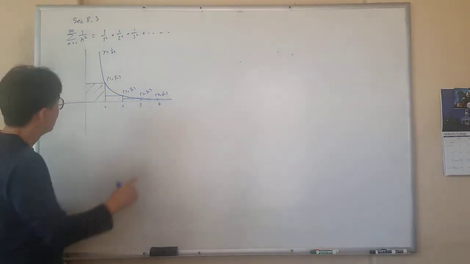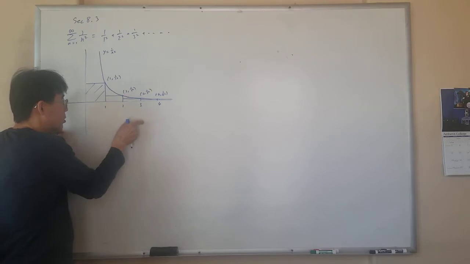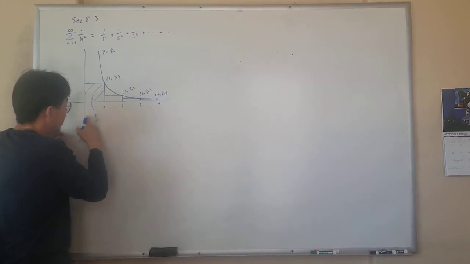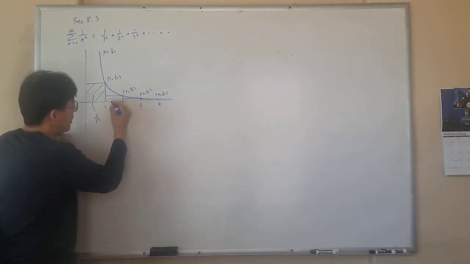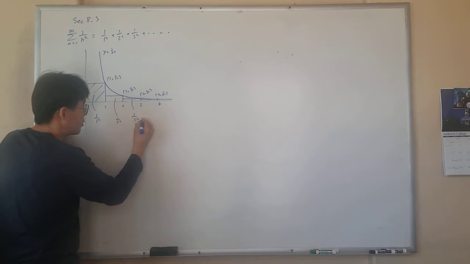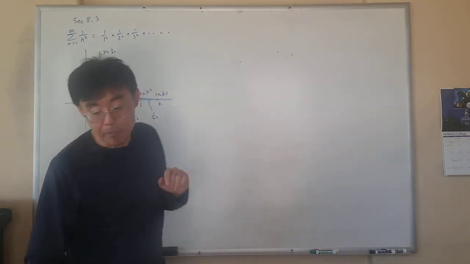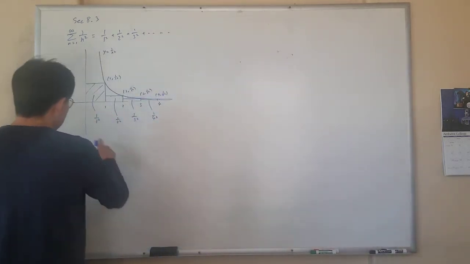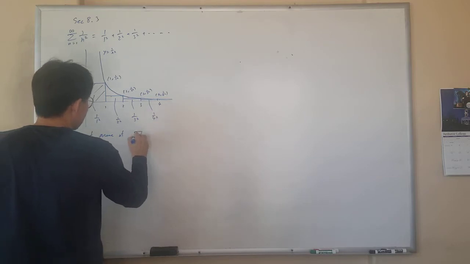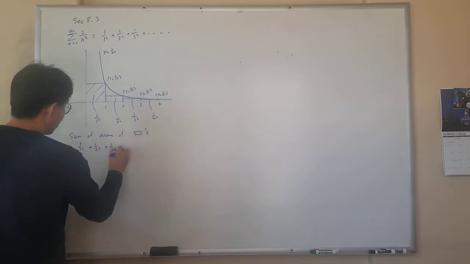Then the area of this rectangle: your width is always 1 here, so width times height is the area. So your area is 1 times 1 over 1 squared. And this area is 1 times 1 over 2 squared. This is 1 over 3 squared. And this one, 1 over 4 squared, and so forth. So we know that the sum of the areas of the rectangles is 1 over 1 squared, 1 over 2 squared, 1 over 3 squared, and so forth.